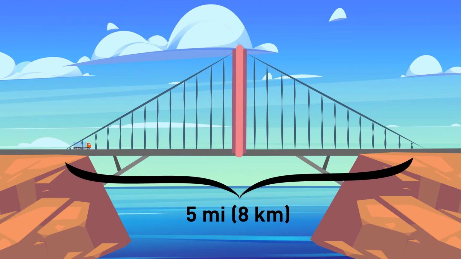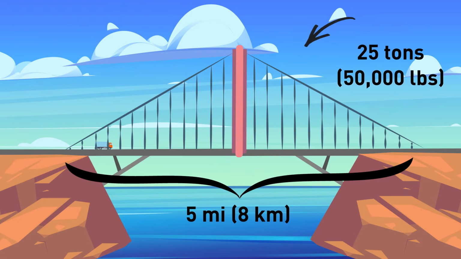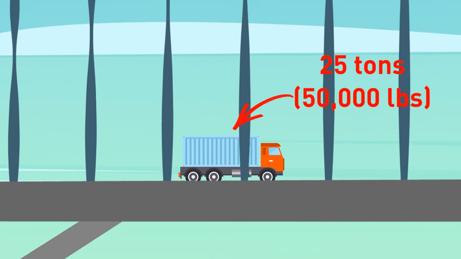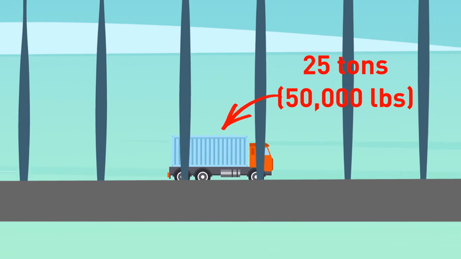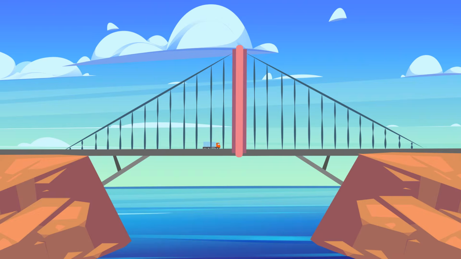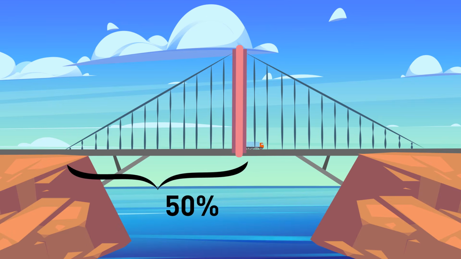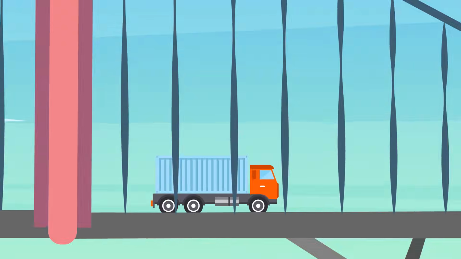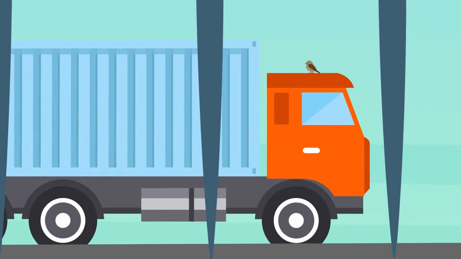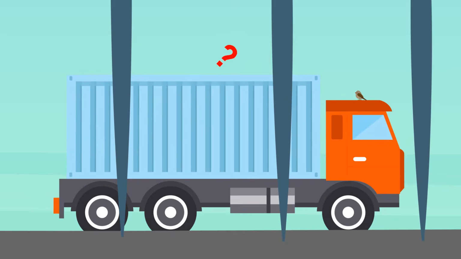Imagine a 5-mile-long bridge that can hold exactly 25 tons. A fully equipped truck, including the driver, weighs 25 tons. It starts driving over the bridge. In the middle of the bridge, a small sparrow lands on the truck. But surprisingly, the bridge does not collapse. Why?